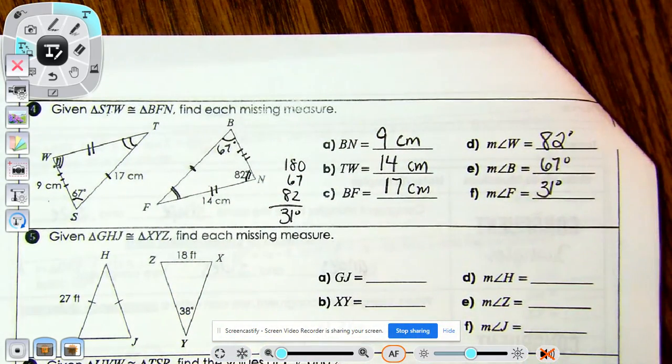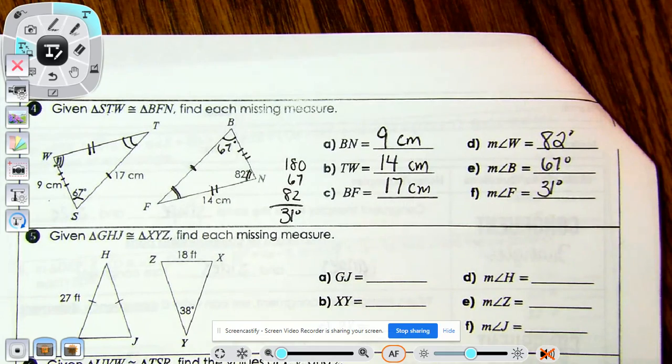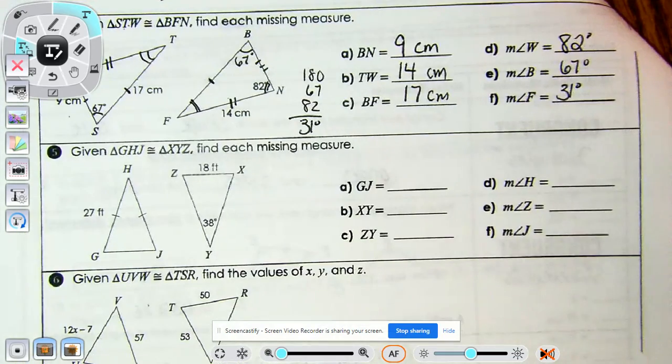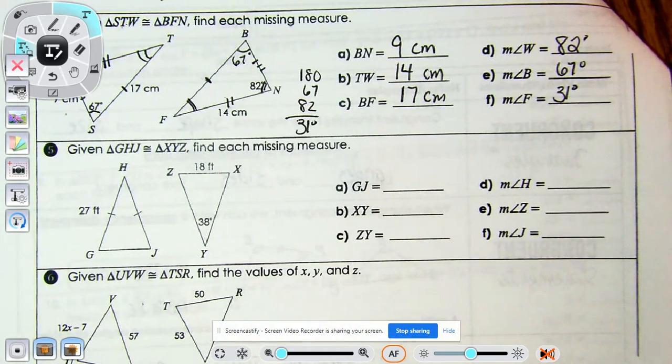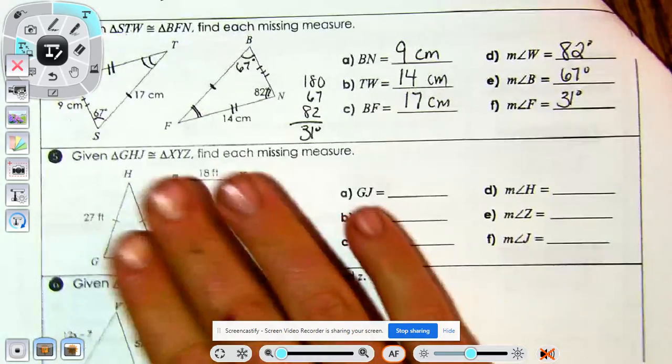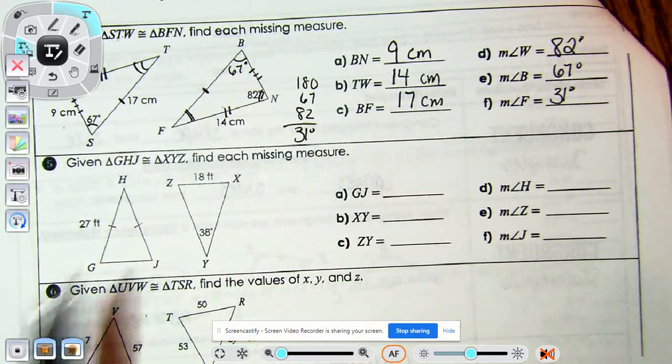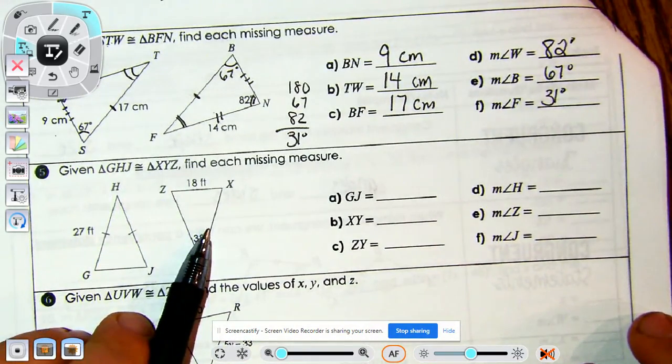So I want you to try number 5. I'll give you a second to pause the video. All right, looking at this one, I'm not even going to label that. I'm not going to label the congruency statement down here. I'm just going to work from it and see where we get from there.